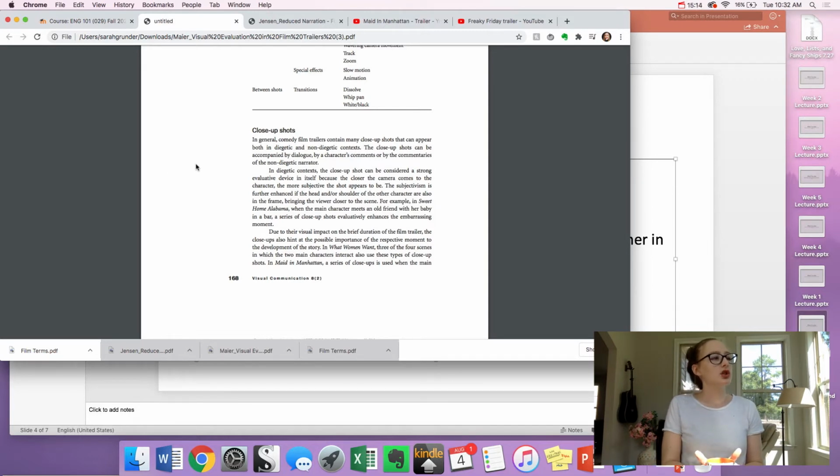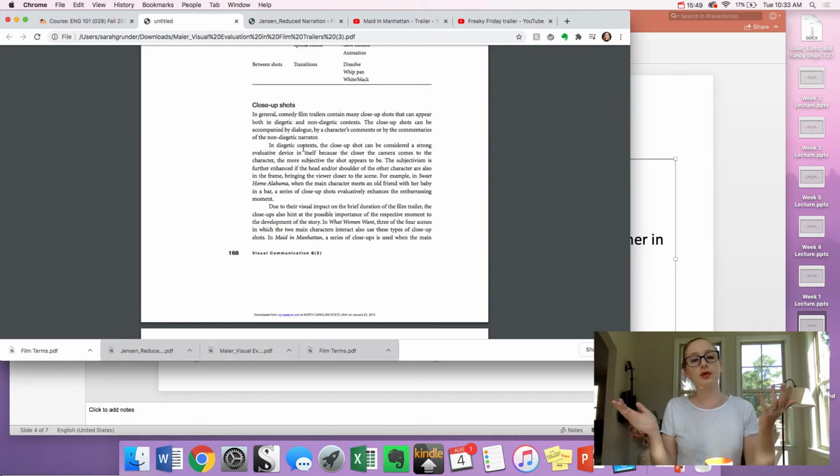So, close-up shots. In general, comedy film trailers contain a lot of close-up shots that are either diegetic, so part of the story, or non-diegetic. They can be accompanied by dialogue, by characters' comments, or by comments from the non-diegetic narrator. You'll notice in a lot of comedy trailers there's that narrator, like, "Sarah Ruiz always thought she was on top of the world." Whatever. I'm not good at that.